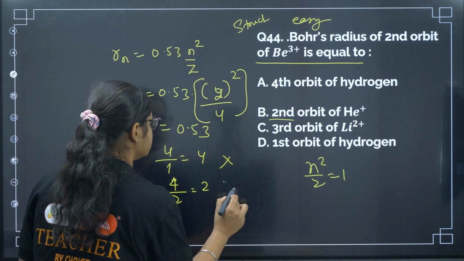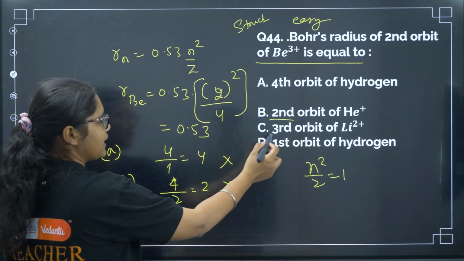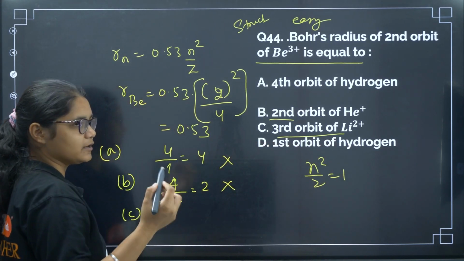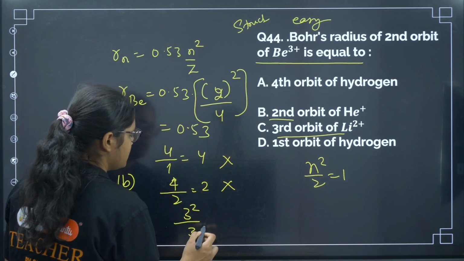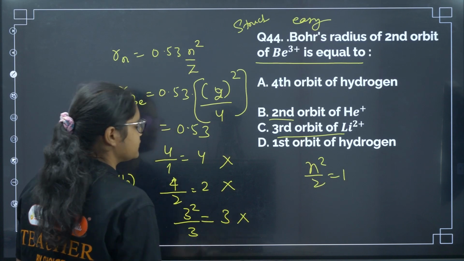So this is equal to 2. So this cannot be the answer. Next, we have third orbit of lithium 2 plus. So hydrogen, helium, lithium. Lithium square, that is 3 square by 3. So that is equal to again 3. So this also cannot be the answer.